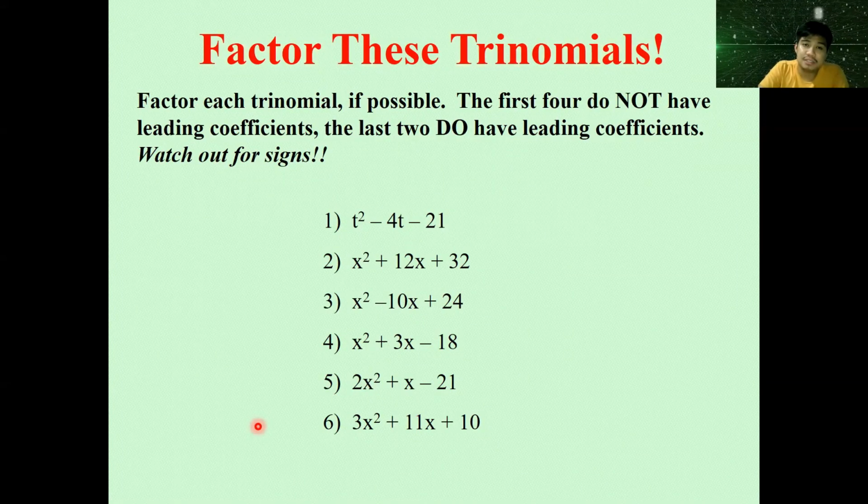So we have here exercises. Factor each trinomial if possible. The first 4 do not have leading coefficients. So as you can see, we have 1 for all of them. And then the last 2 have leading coefficients. So watch out for signs. So let us answer number 1.